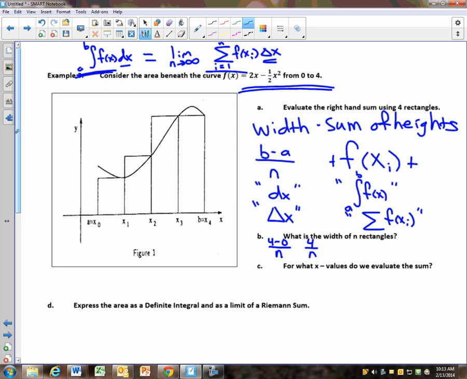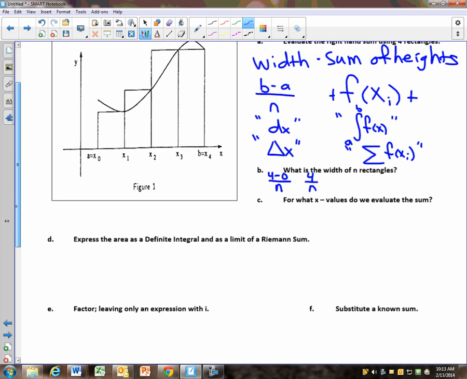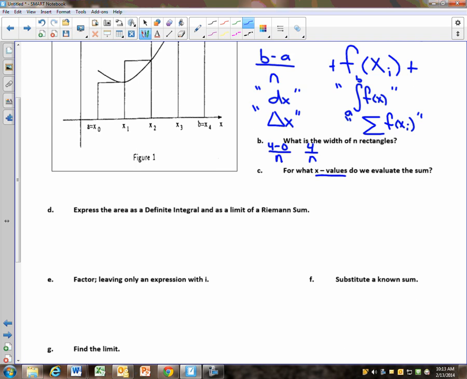Now all I need is this f of x sub i. So I just need to know what to put for x sub i. X sub i is the x value at which we evaluate the height in the sum. So that's the number we plug in. So if we start here, this is our starting point. What's our starting point in this problem? 0. And we add on to that. What do we add on for the first one?